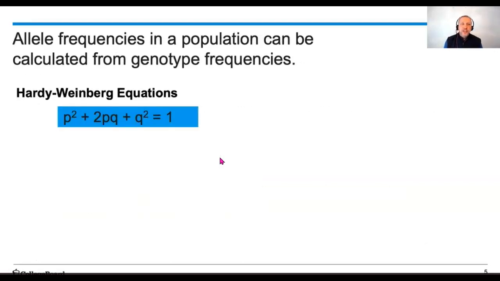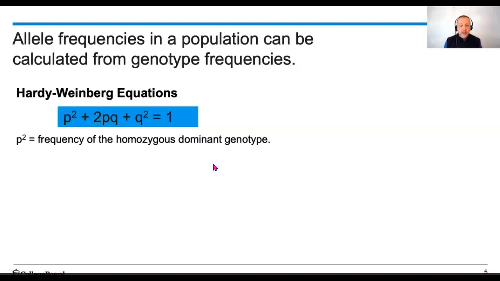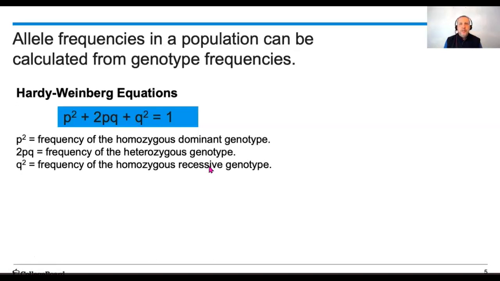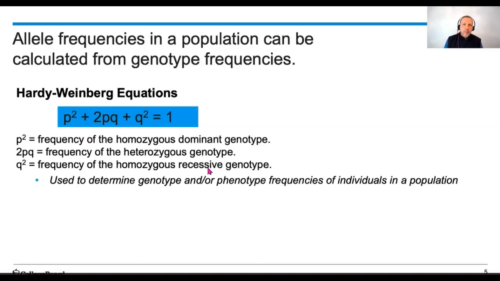Allele frequencies in a population can be calculated from genotype frequencies using the Hardy-Weinberg equations. p squared plus 2pq plus q squared equals 1 is one of those equations, where p squared is equal to the frequency of the homozygous dominant genotype, 2pq is equal to the frequency of the heterozygous genotype, and q squared is equal to the frequency of the homozygous recessive genotype. Remember, this is used to determine genotype and/or phenotype frequencies of individuals in a population.